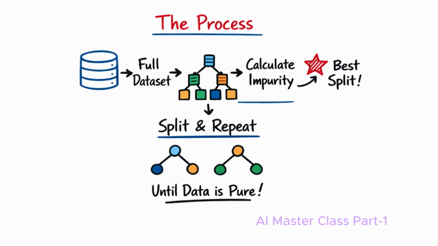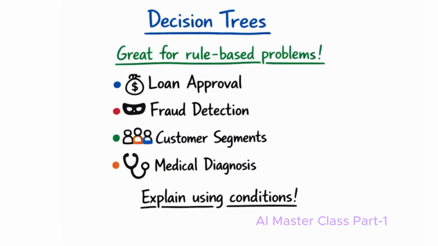Now let us talk about what decision trees are mainly used for. What are their use cases? They are very useful in problems where decisions are naturally rule based. For example, loan approval systems, customer segmentation, or medical diagnosis. Basically, anywhere where you can explain the decision using conditions.